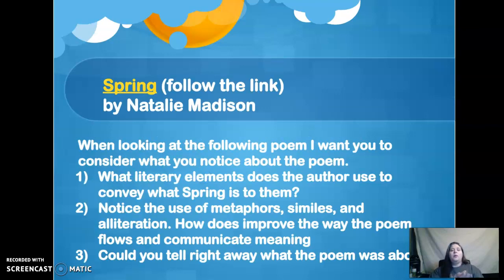So we're going to look at a poem that Miss Madison wrote for us. Thank you very much, Miss Madison. When you're looking at the poem, I want you to consider what you notice about it. What literary elements are present, and how does she use them to convey what spring is? Does she use a lot of metaphors, similes, and alliteration? How does the way she uses these literary elements help you understand the poem better? Could you tell right away what the poem was about? If you didn't see the title, could you tell what the poem was about?